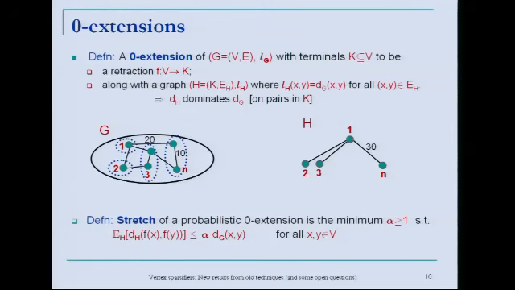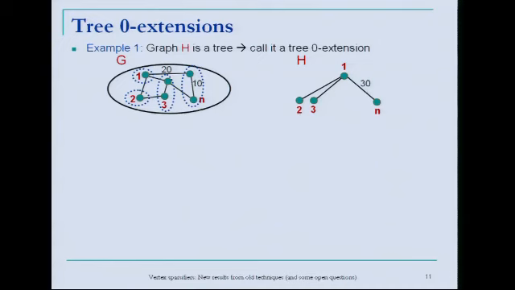Now I'm going to give 2 examples of useful families of 0-extensions. The first example is when the graph H is a tree, which is what I just showed you. So it's the same picture. But now I require H to be a tree. I have a lot of freedom in how to construct H, which means where to put the edges. I put here just some random star, because it's a tree.